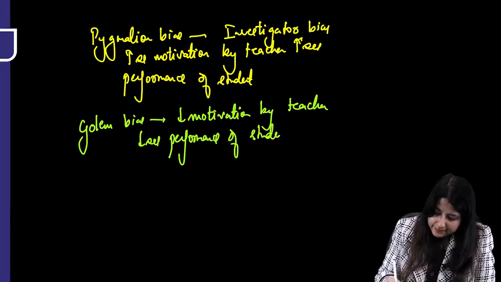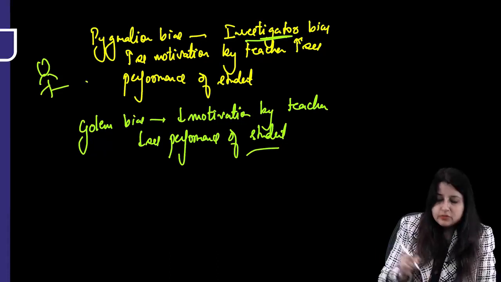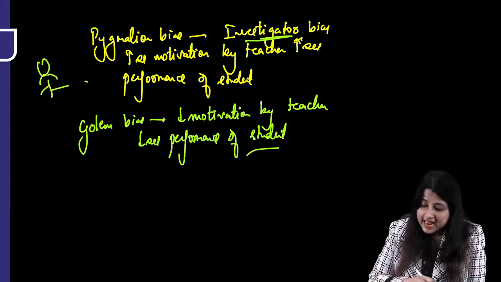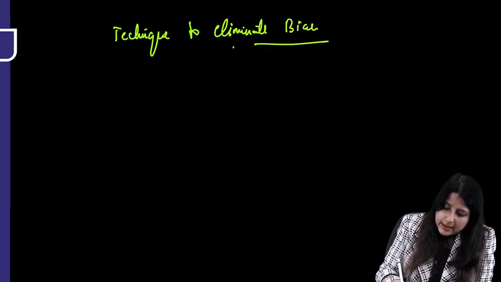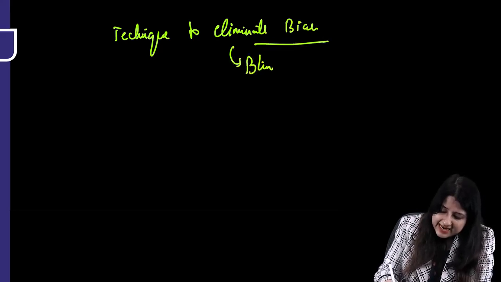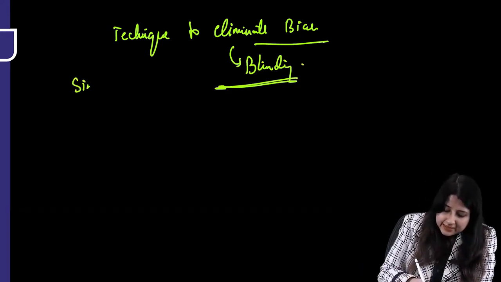Alright, so these are biases for whom? These are biases for the investigator who is observing this class. Okay, and the last point that comes over here is, what is the technique to eliminate bias? Always remember B for blinding. Blinding can eliminate bias. Okay, so there are three types of blinding.